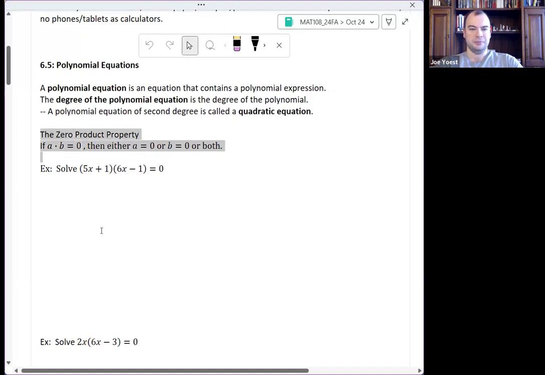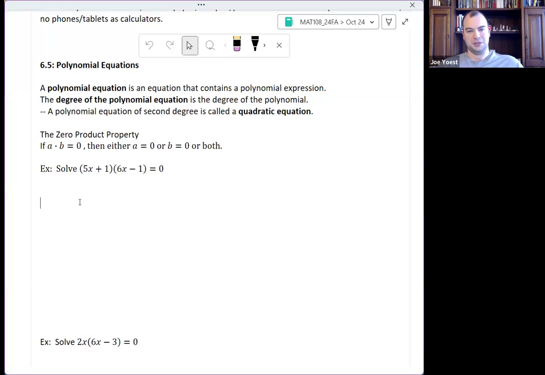And recall from previous work, we have the zero product property: if the product of two numbers or two quantities is zero, then either the first is zero or the second is zero or both are zero. So if we have two things that multiply to be zero, at least one of those two things must be zero.